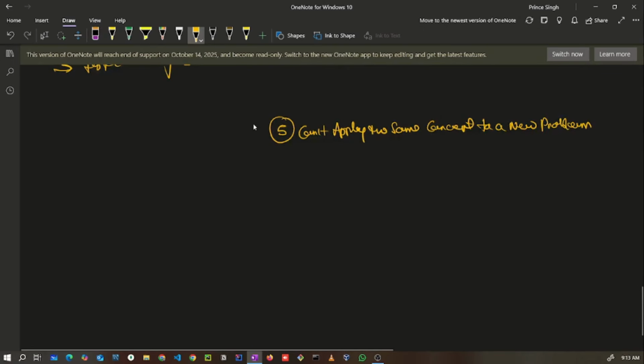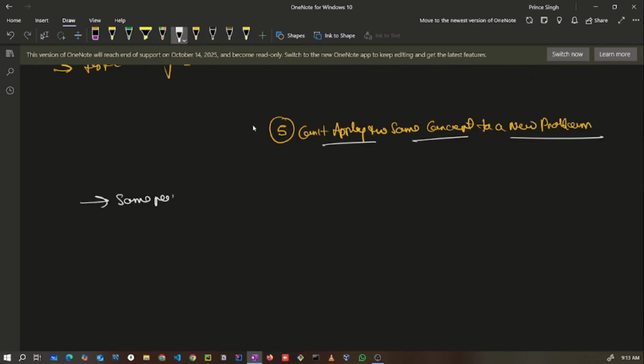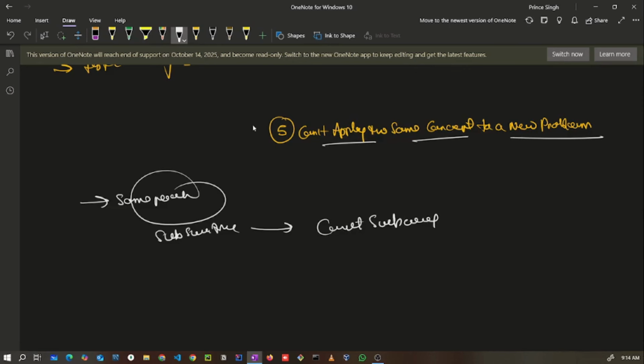Now the last point is you can't apply the same concept in a new problem, right? So what does this mean? For example, you are solving subarray sum problems like subarray sum equal to k, but you are not able to solve count subarrays with given XOR, even though both use prefix sum. Same thing when I discuss the two pointer kind of things, right? For example, you are able to solve the kth subarray sum problem, but not able to solve the kth subarray with a given XOR.